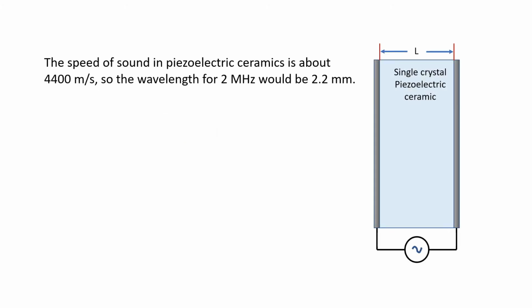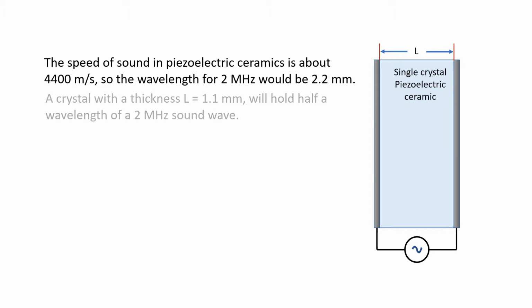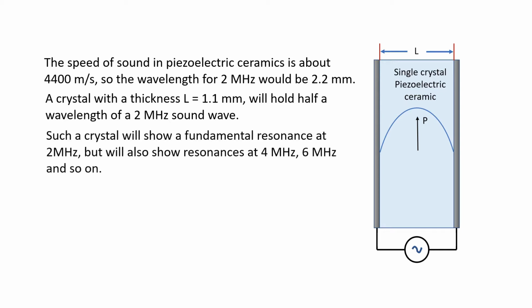The speed of sound in piezoelectric ceramics is about 4,400 meters per second, so the wavelength for 2 megahertz will be 2.2 millimeters. A crystal with a thickness of L equal 1.1 millimeter will hold half a wavelength of a 2 megahertz sound wave. Such a crystal will show a fundamental resonance at 2 megahertz, but it will also show resonance at 4, 6, and so on.